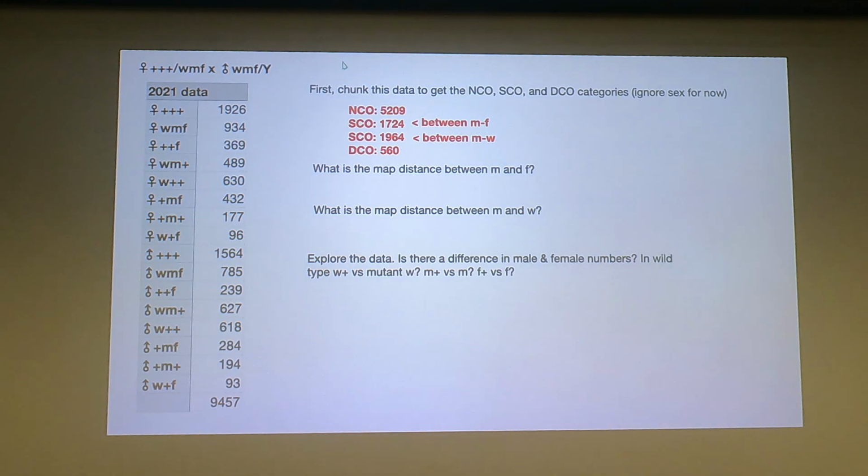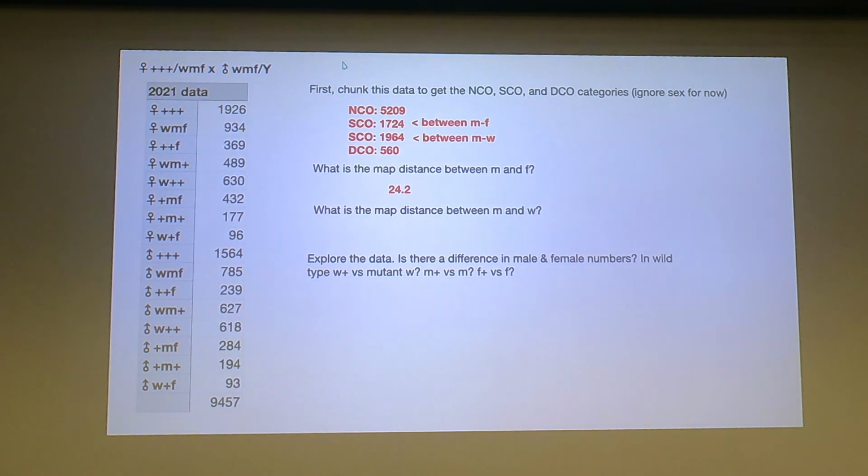Okay, let's go over the method, and we'll see where the slip in the calculator came from. So we want to get the distance between miniature and forked. That would be 1,724 plus 560. Again, you got to add the double crossovers. Didn't do that. That's the problem. Okay, yeah, you always got to add that, and then divide that total by 9,457. 0.24, or 24.2 map units. Yeah. Okay, so that works.